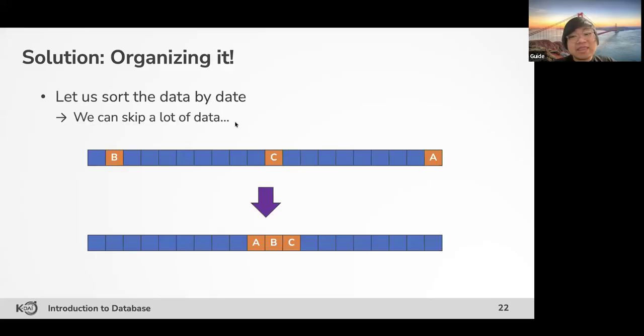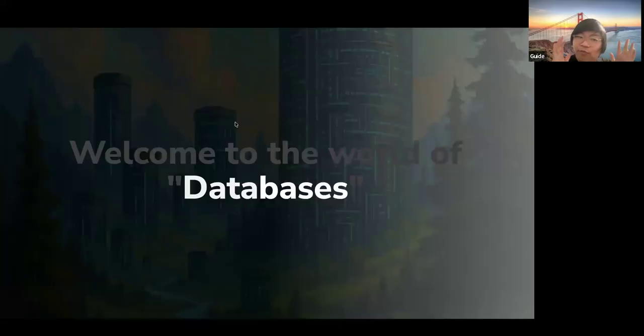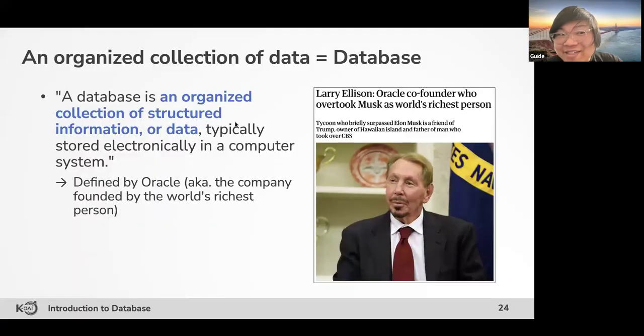See? And that is how we move from the word data to database. Because the word database is actually just an organized collection of data. The difference between data and database is that data is just data, while a database is organized so that you can use it easily.